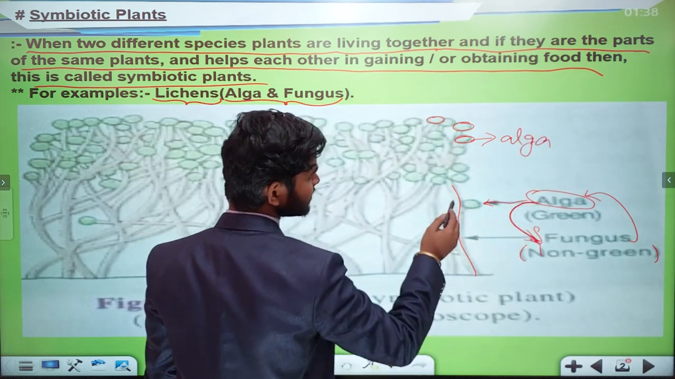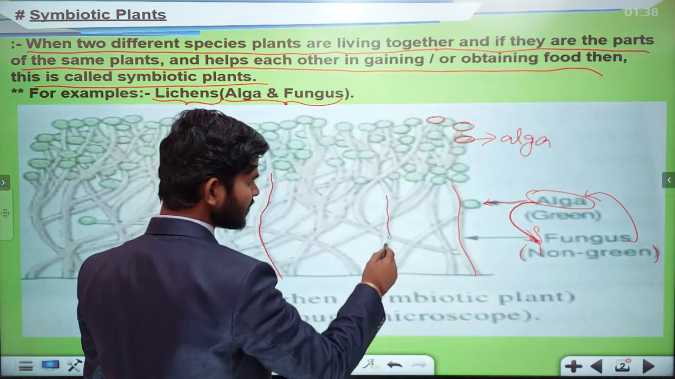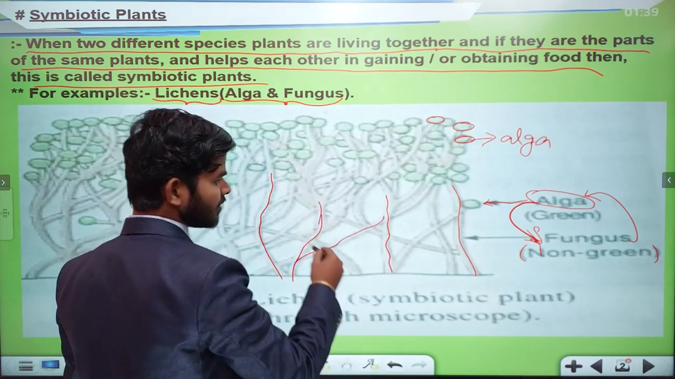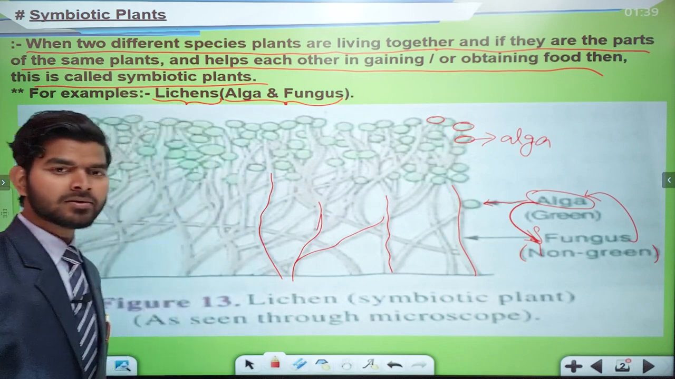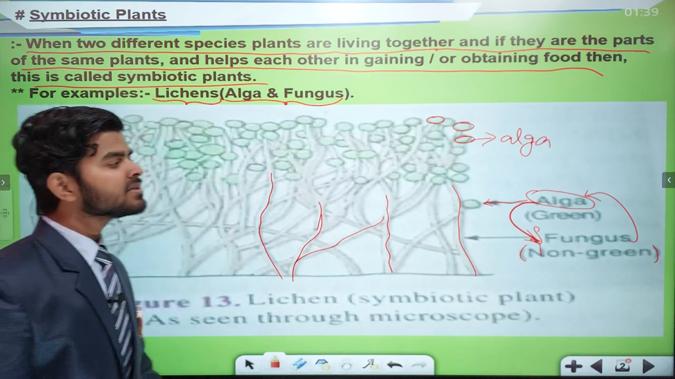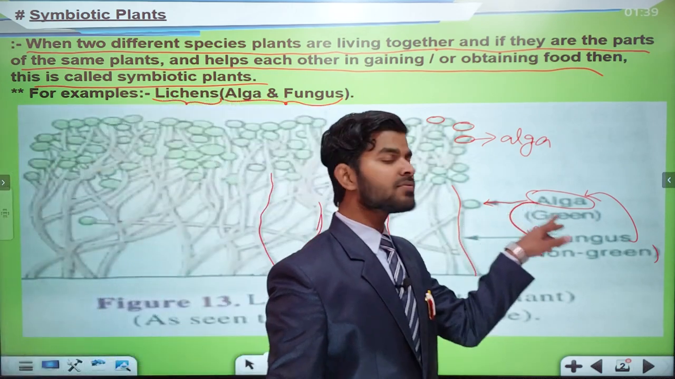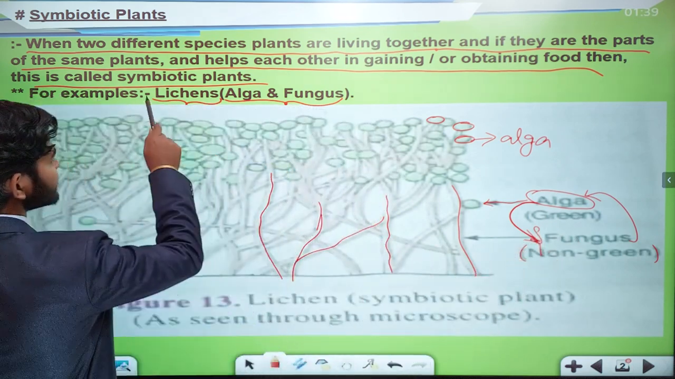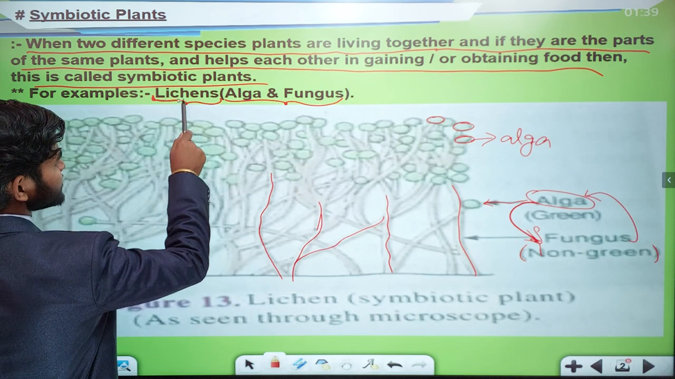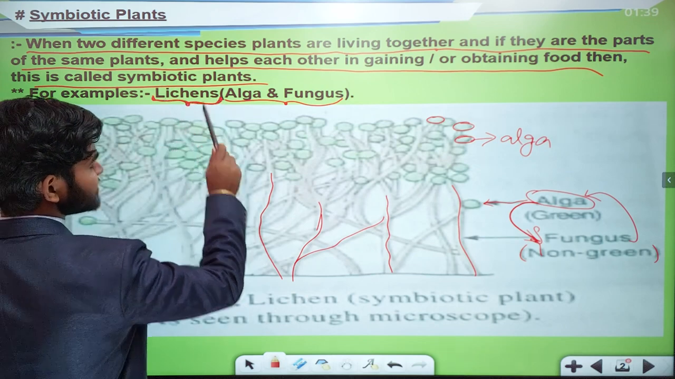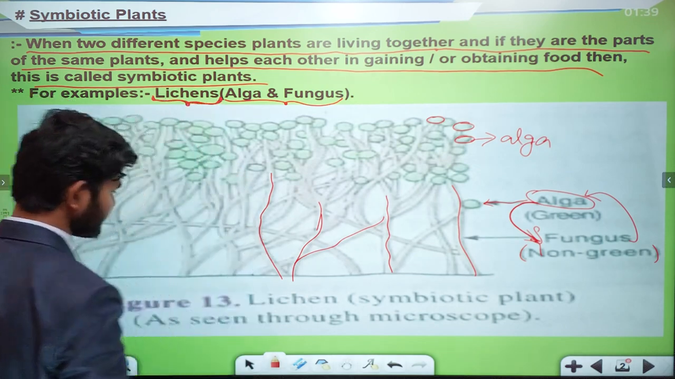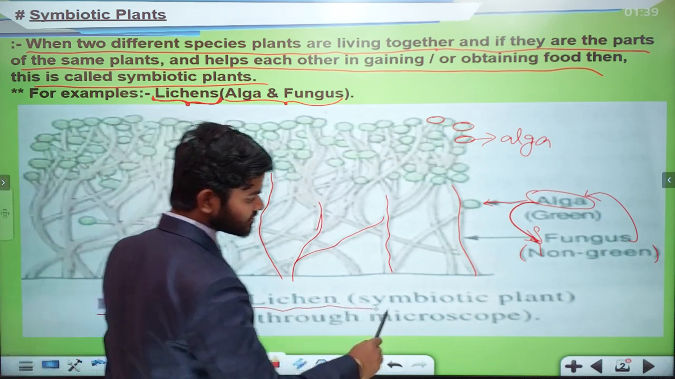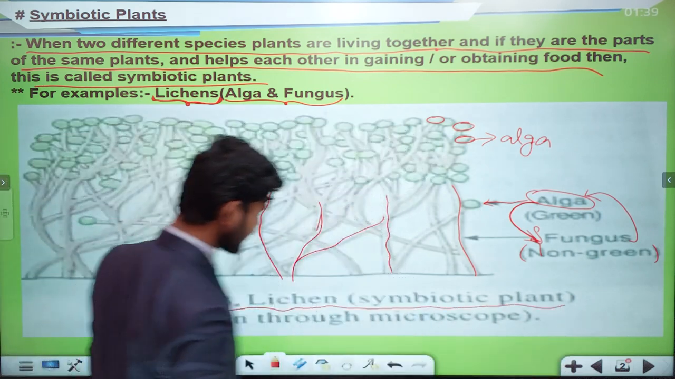Okay, and this long dentals is the fungus. All clear? But they are both different species of plants that came under the category of lichens. You can also simply say that the examples are the lichens. The figure explains about lichens, symbiotic plants.